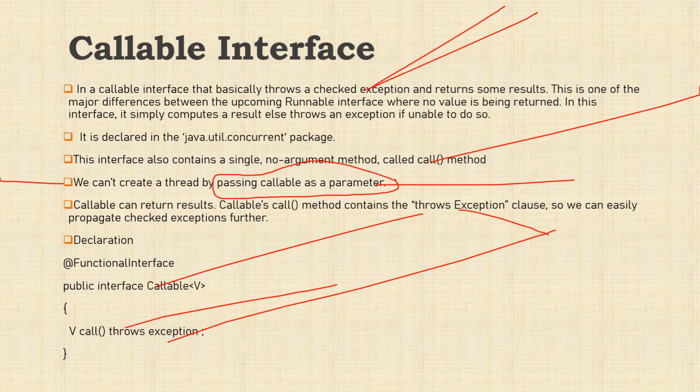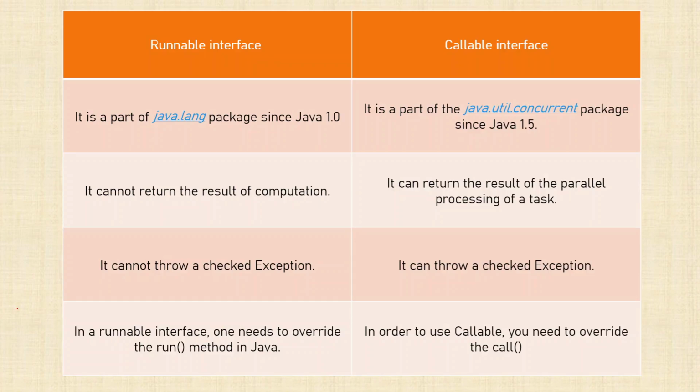So we'll see what is the difference between the runnable and callable interface. Runnable is a part of the java.lang package since it was introduced in Java 1.0, and callable is a part of the java.util.concurrent package since it was introduced in Java 1.5. Okay, runnable can't return anything, and callable returns a value. It may return an integer or a string, according to your requirement. Runnable can't throw a checked exception, and callable can throw a checked exception.